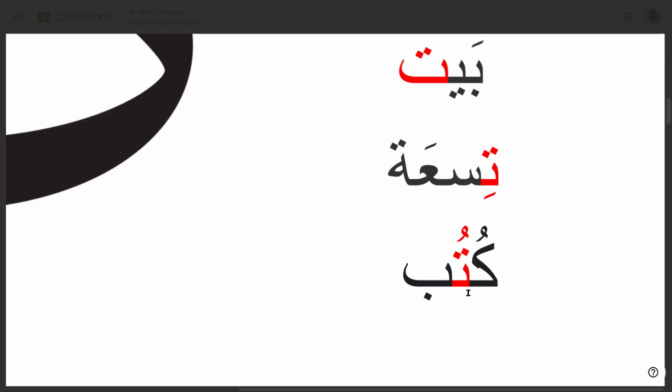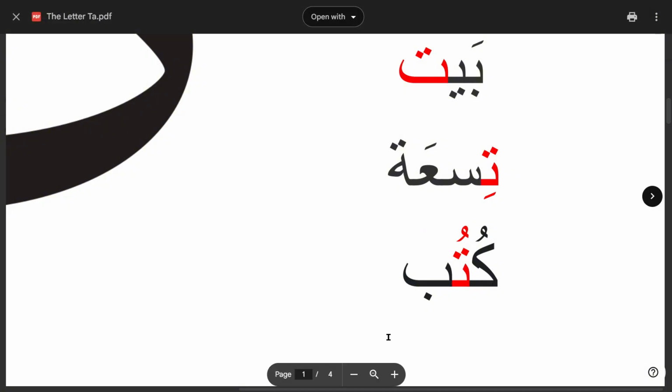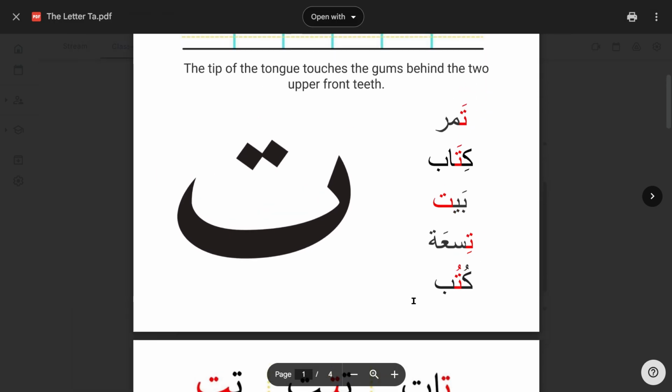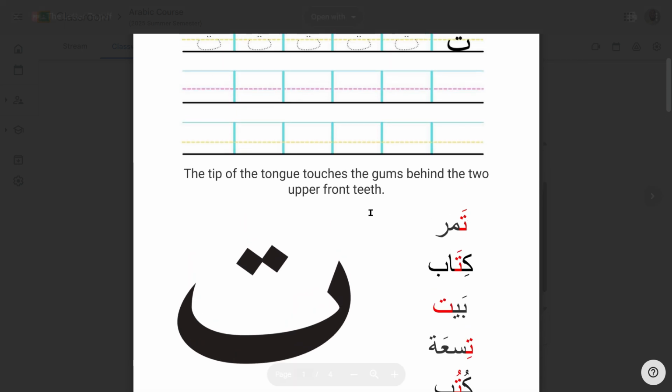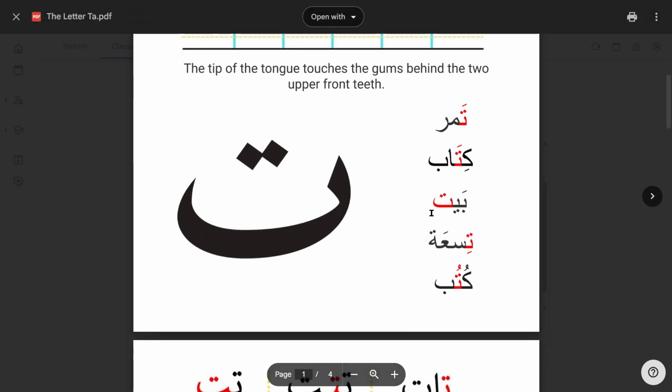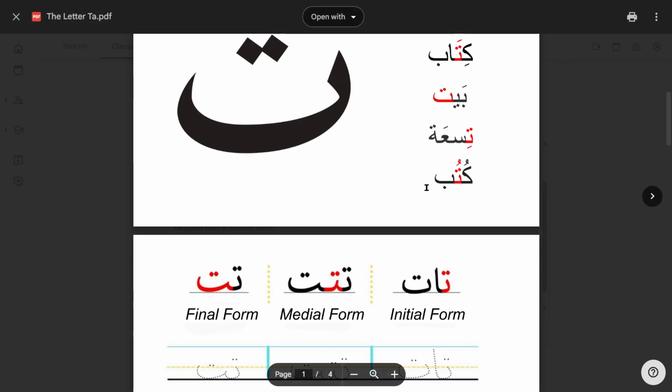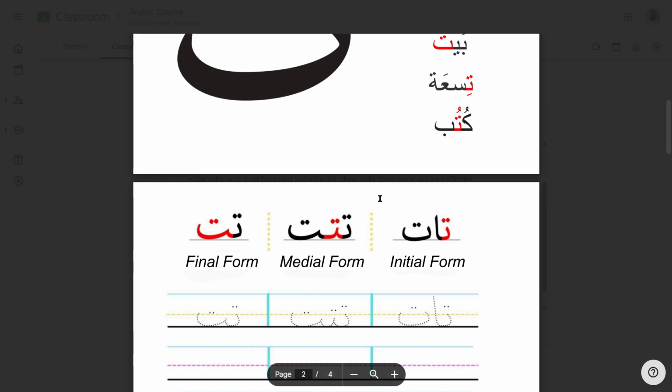We have ta in the middle. Kutub. Ta has a dhamma, so you add a U to it. Tu. Ba has a sukun. Tub. Kutub. Books. I hope the formula is becoming a little bit more clear. We're recognizing the letter, recognizing the positions, eventually adding the harakah, and it should be easier for us to learn.